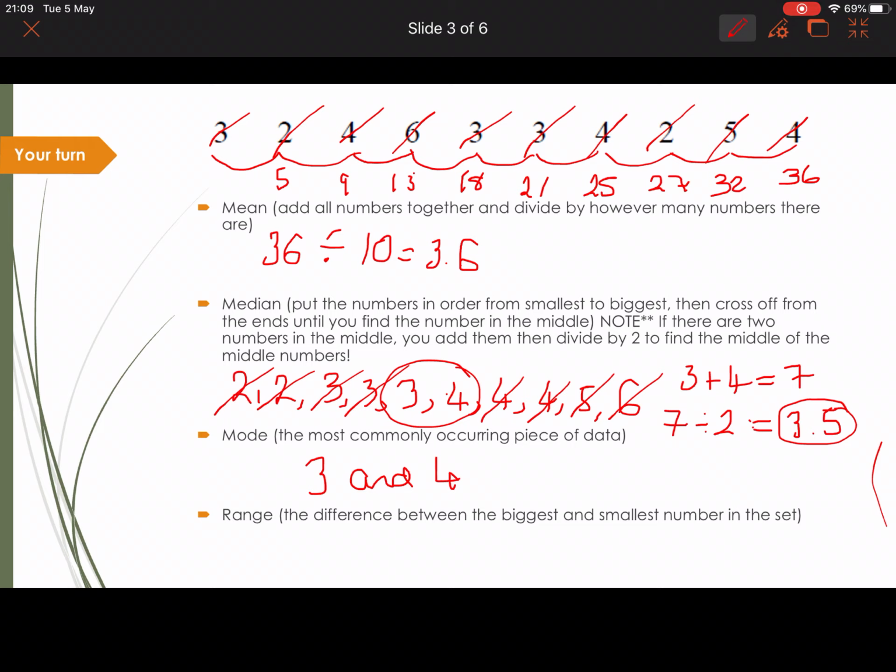That is okay. It's also important for you to know that you can have no mode. For example, if none of the numbers came up more than any of the others, then I would say that there was no mode because there was no number that occurred more often than any of the others. The range is the difference between the biggest number in the data and the smallest number in the data, which in this case is 4.